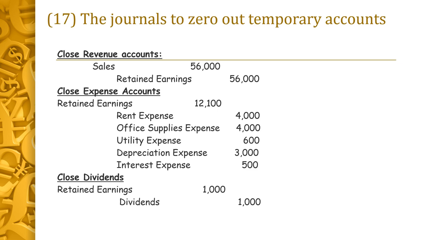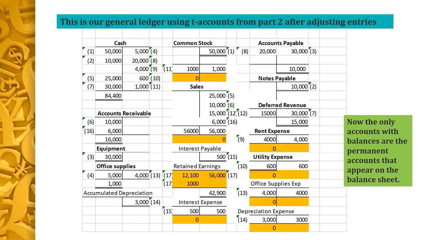Now we can again look at our general ledger. And as you can see, now the only accounts with balances are the permanent accounts that appear on the balance sheet. Those are the accounts that have a zero balance. But I've also added the account retained earnings. That's why I highlighted that for you.